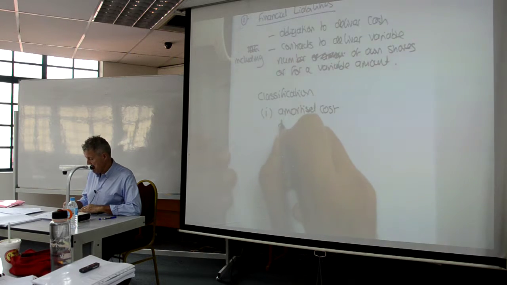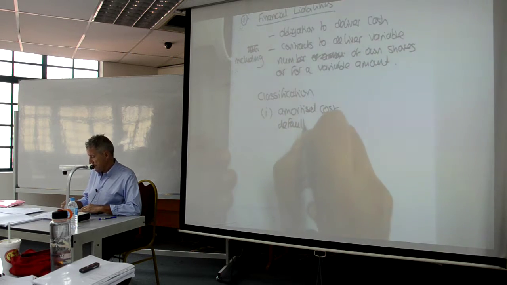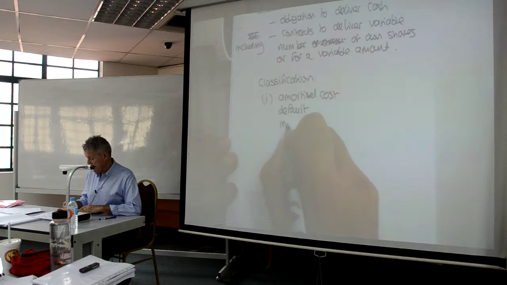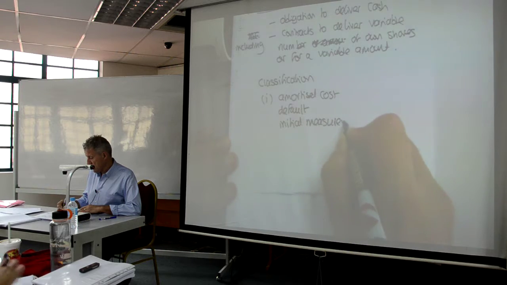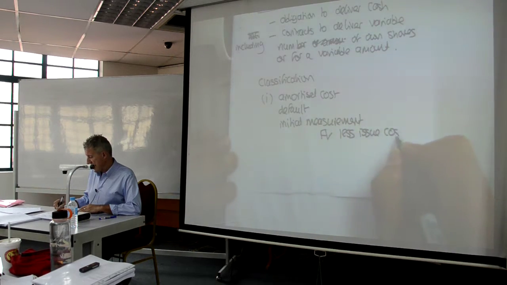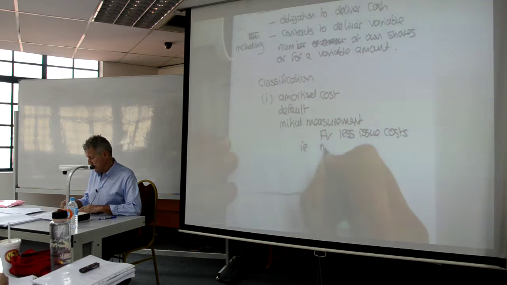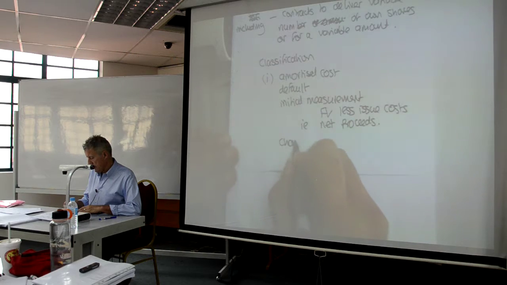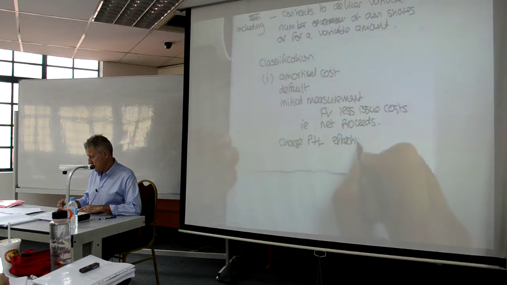Now this classification is your default. This classification is the normal method of accounting for liabilities. When you initially measure a liability at amortized cost, the initial measurement will be fair value less your issue costs. So it's effectively at the net proceeds of issue. And you will charge the P&L with the effective rate.